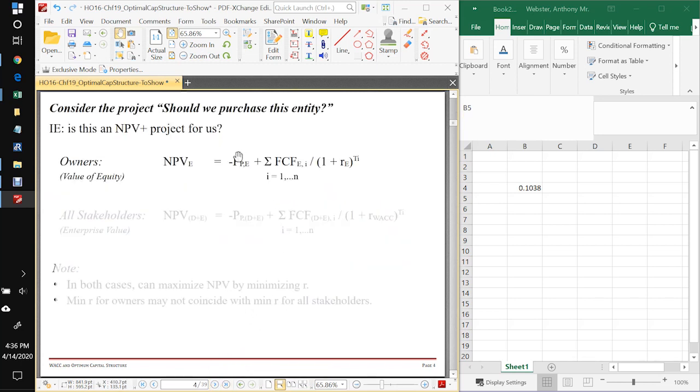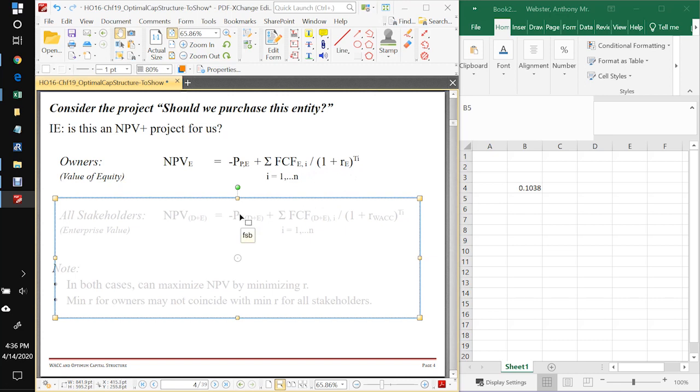So let's start like this. Let's consider a project. Should we purchase this entity? So we want to know, as usual, is this going to be an NPV plus project for us? So if we're thinking about purchasing an entity, we're going to own it for a long time. Big cash flow at t equals 0 is going to be the price we pay for the entity, and then we're going to get a series of free cash flow dividends from the entity. And here you can see I'm assuming we're not going to sell it. We're just going to enjoy a bunch of free cash flow dividends for a while.